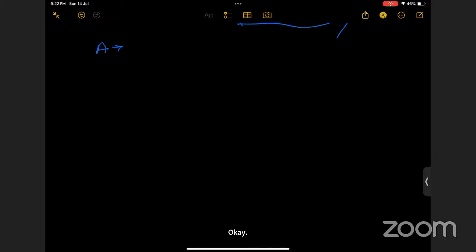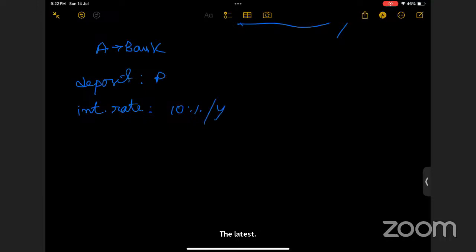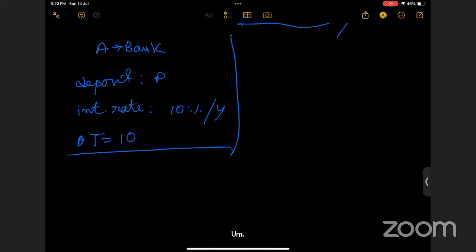So we have a bank A, and the first deposit is P. The interest rate is 10% per year. So after 10 years, what is the amount?